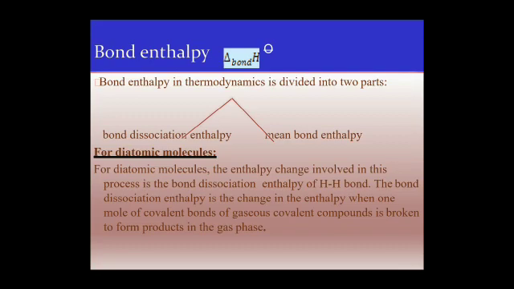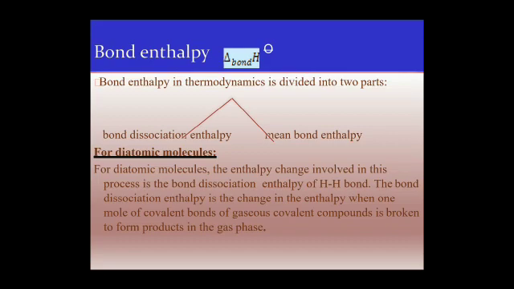What is bond enthalpy? Bond enthalpy in thermodynamics is divided into two parts. First is bond dissociation enthalpy and second is the mean bond enthalpy. The bond energy is the amount of energy necessary to break bonds in 1 mole of a gaseous covalent substance to form products in the gaseous state. For example, the bond energy of the hydrogen-hydrogen bond in the hydrogen molecule is 435 kilojoules per mole.